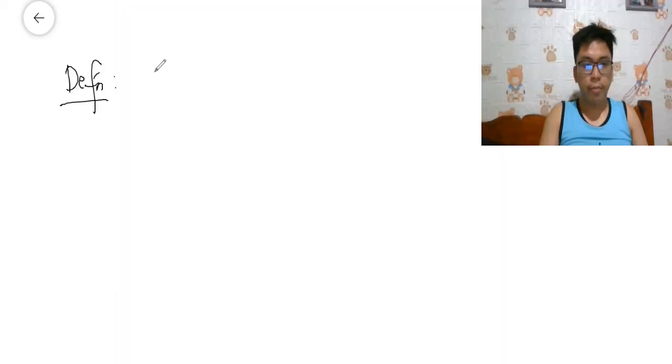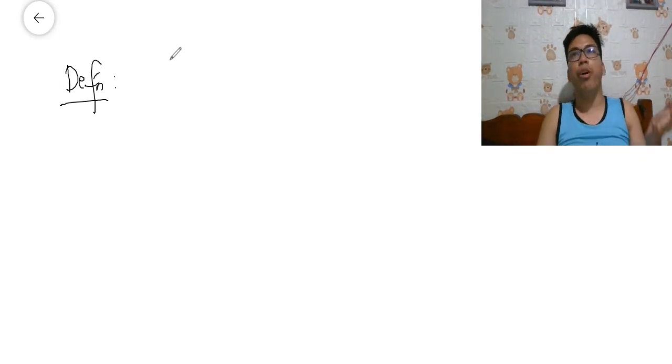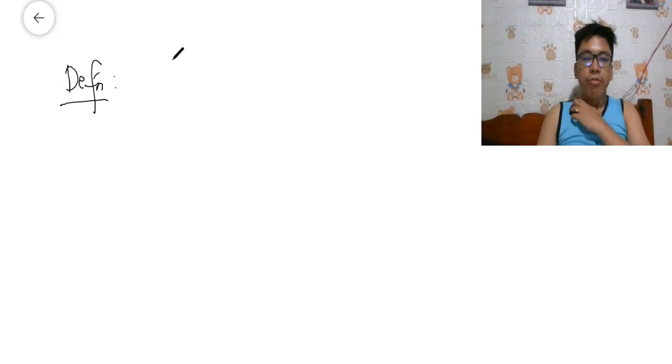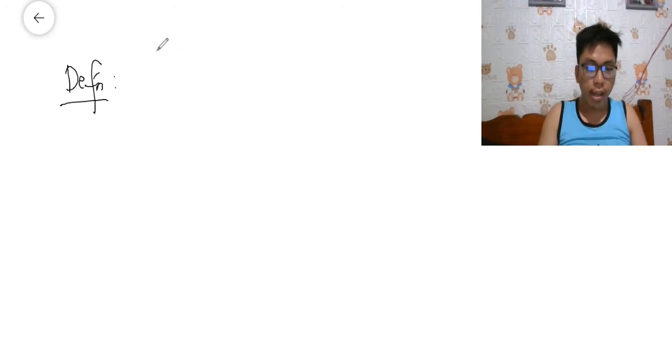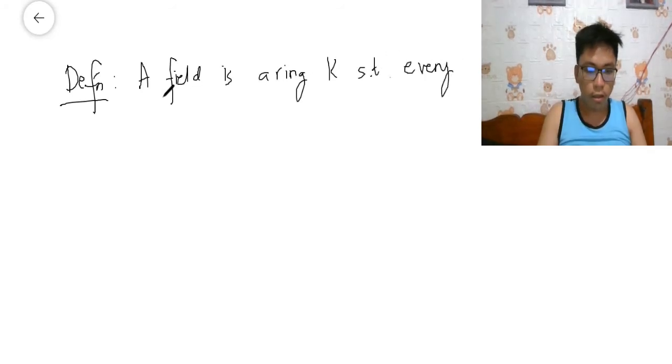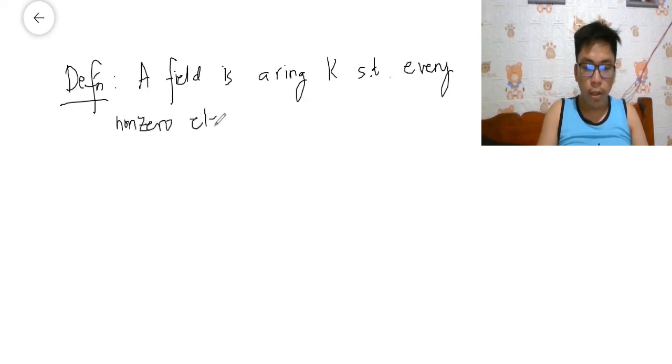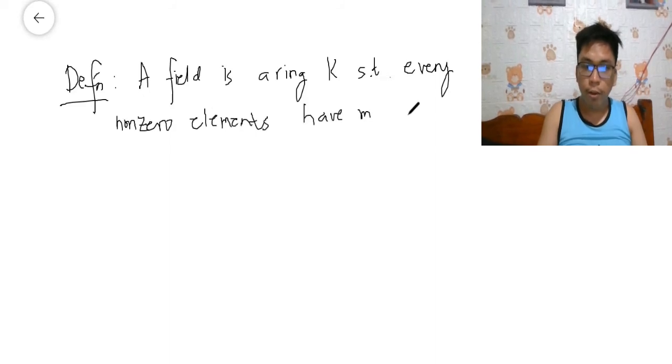That's it. Okay. So now that we already know what a commutative ring with unit R is, we will now define a field. So a field is a ring such that every non-zero element has a multiplicative inverse.